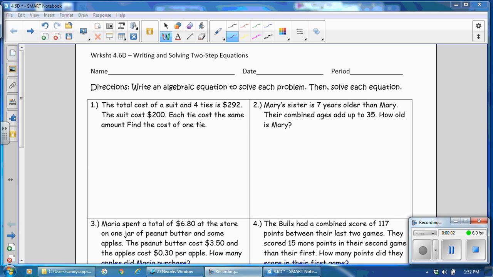This is Mrs. Zappia with the explanations and answers for Worksheet 4.6D, Writing and Solving Two-Step Equations. Write an algebraic equation and solve each problem, then solve each equation.